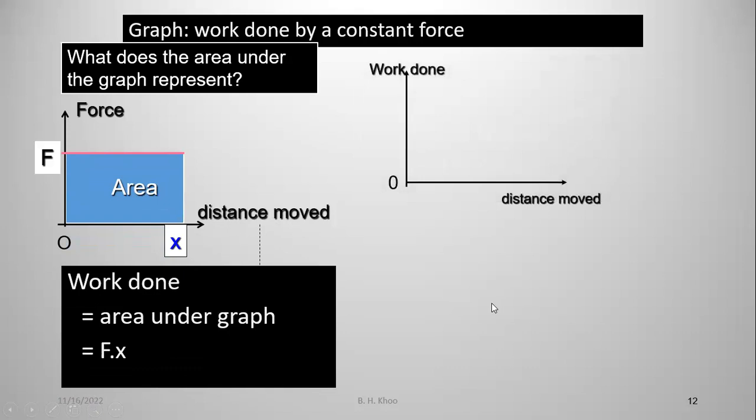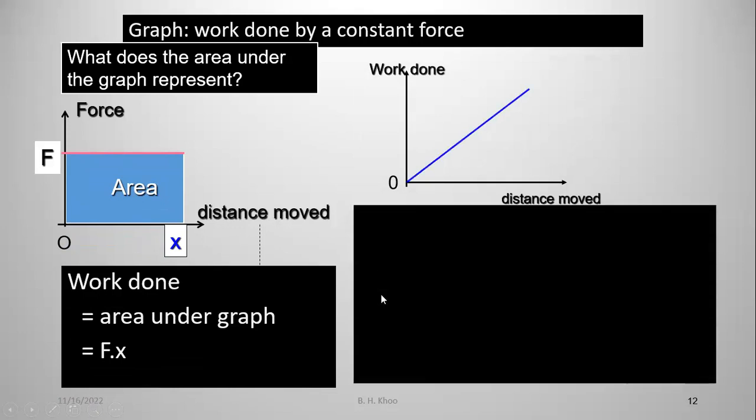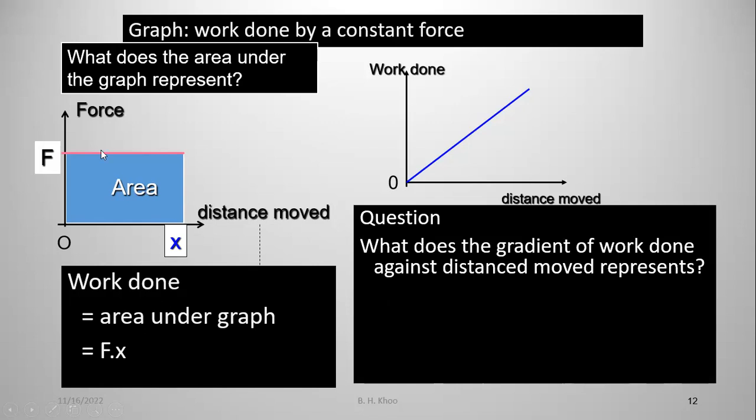And then how does the work done against distance moved graph look like? Same thing, right? From this formula, work is Fx. So it's a straight line passing through the origin, directly proportional, because it's a constant force. Right? There's the formula, and compare the equation of a straight line. There's your y, there's your x, there's your m. So the gradient of this straight line gives you the force.